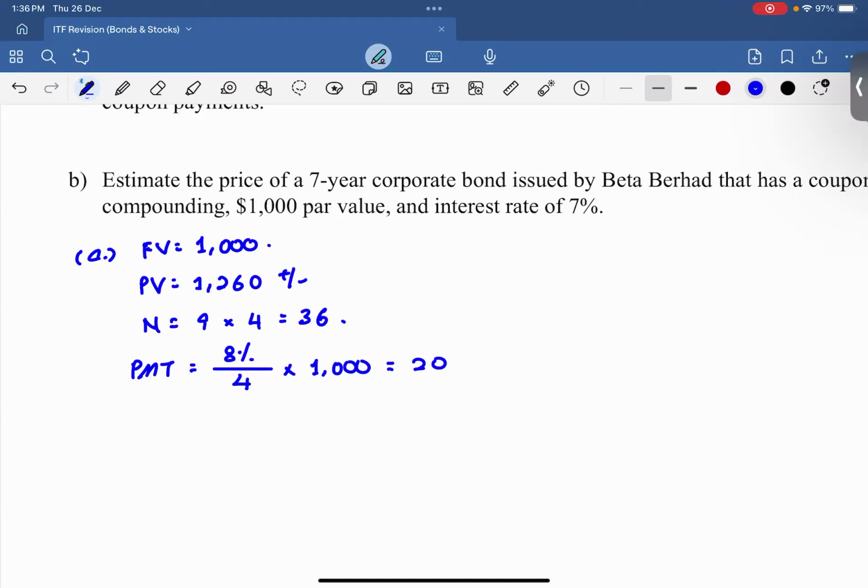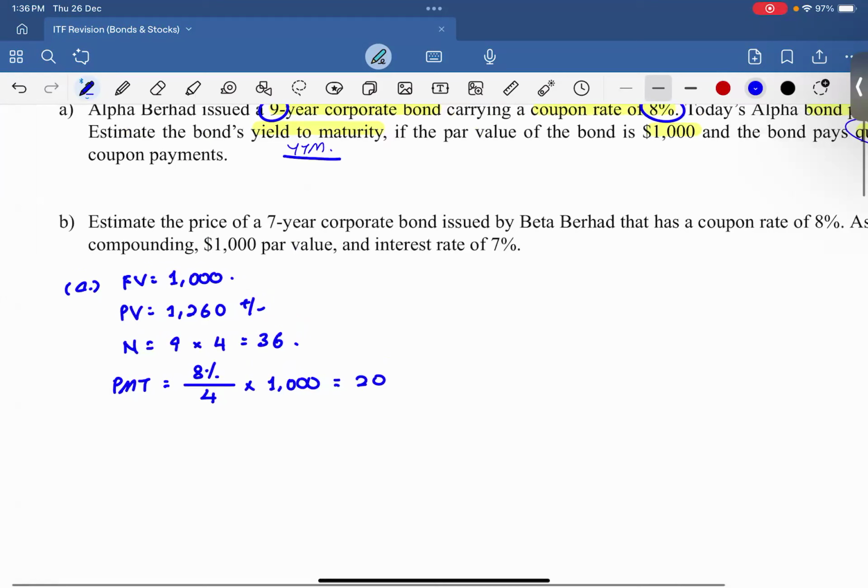Okay, so now I would like to compute yield to maturity for the year. I will have to key in everything here to compute IY first. So let's do this together. Second, reset, enter first, and then 1000 FV, then 1260 PV, 36 N, and then 20 PMT, compute IY. So you will get 1.12%. Okay, but this is per quarter.